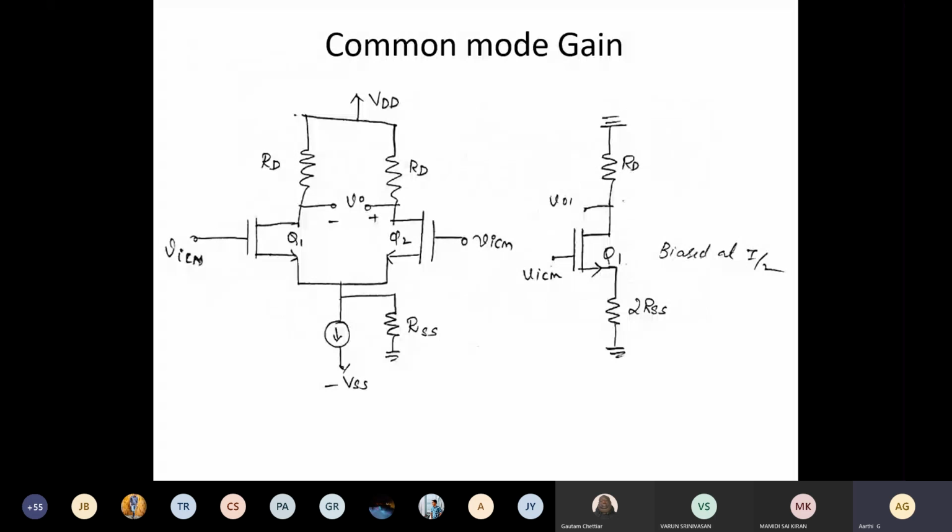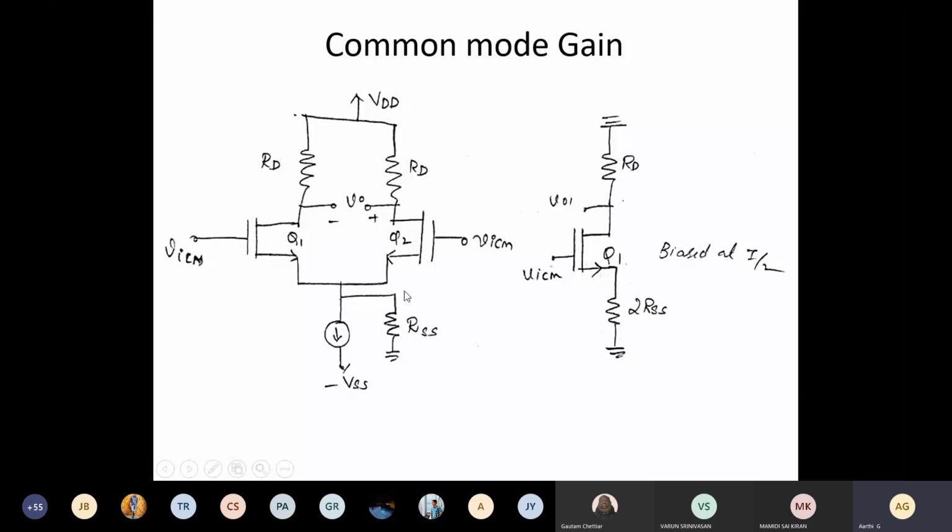Next is the common mode gain. So for the common mode gain, we are going to give a small input voltage VICM. VICM is applied at both the transistors. So here we are going to give the same input voltage to both the transistors. And here we have included another degeneration resistance from the source to ground.